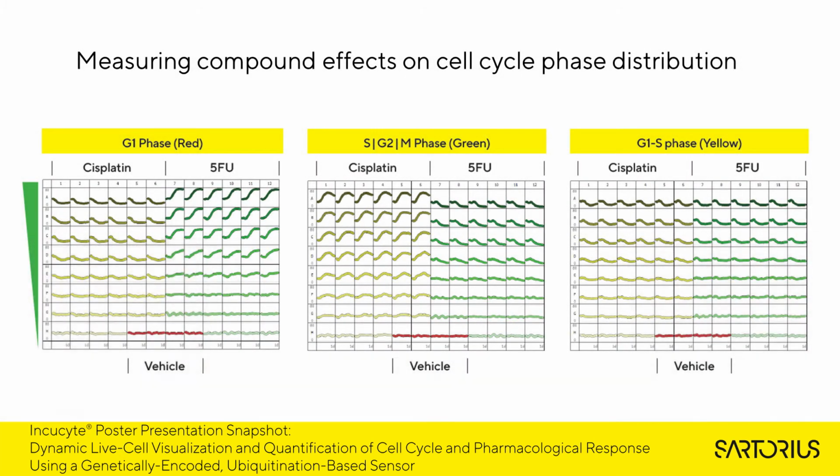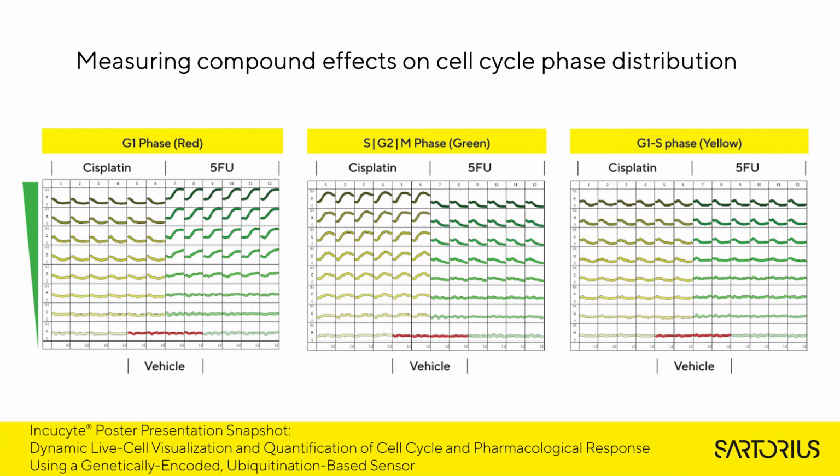Proof of concept data using 2 well-characterized cell cycle disruptors is presented using microplate plot format. Cisplatin is an intra-strand cross-linker which disrupts DNA replication and is known to hold cells in the SG2M or green phase of the cell cycle. 5-fluorouracil, or 5-FU, is a thymidylate synthase inhibitor and known to stall cells in G1 or red.